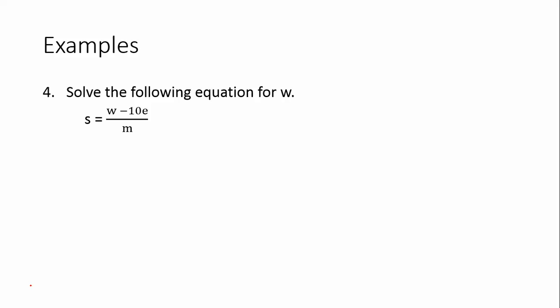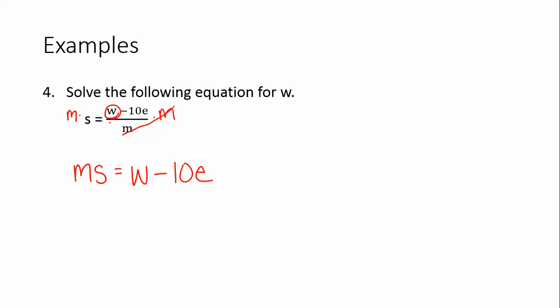Okay, number 4 says solve the following equation for w. We have s equals w minus 10e, and it's all over m. So first we see that fraction, and we want to get rid of that m in the denominator. Hopefully you're saying multiply both sides by m, because that's going to cancel the fraction on the right. On the left, you're left with m times s, or s times m, either way, and it's going to equal w minus 10e.